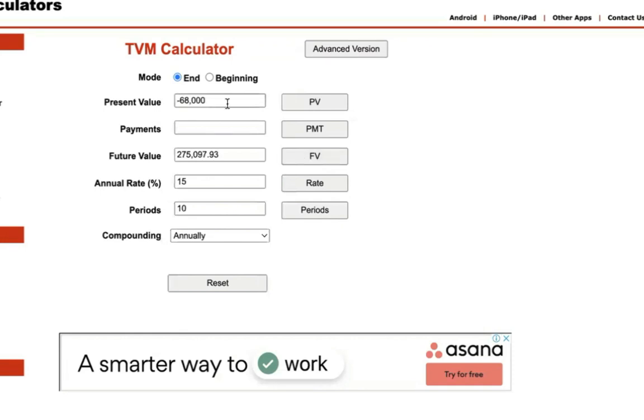So every time you get a minus sign like that, it means cash goes out of your hand. Nagbayad ka ng cash. That is why it's negative. Alright? So yun po. I hope that is clear.